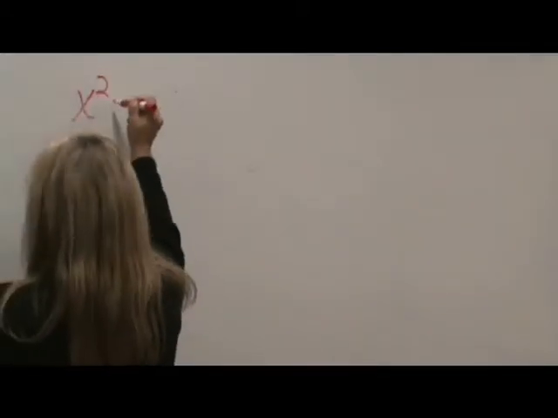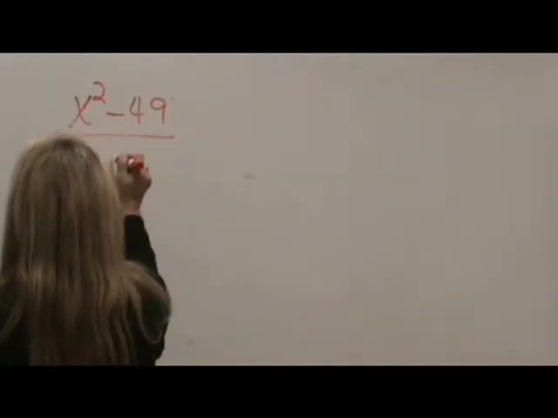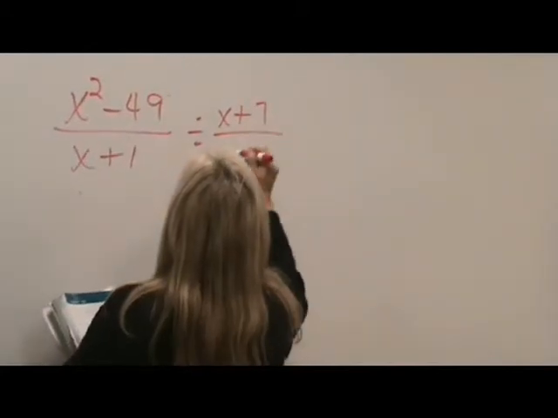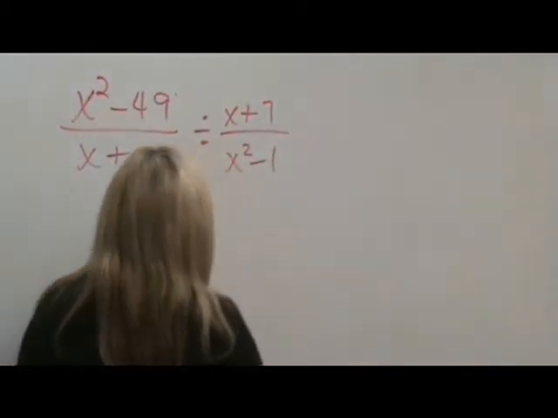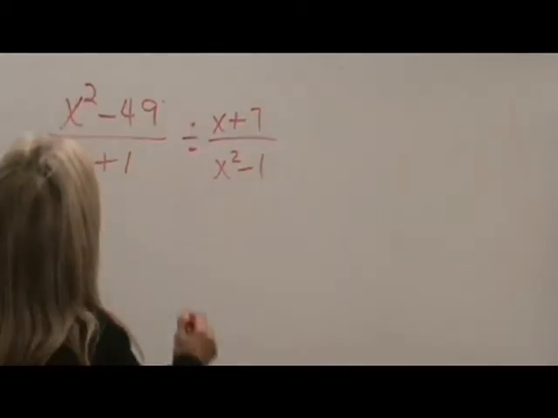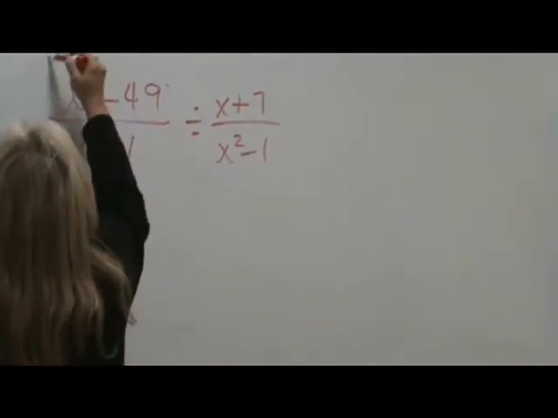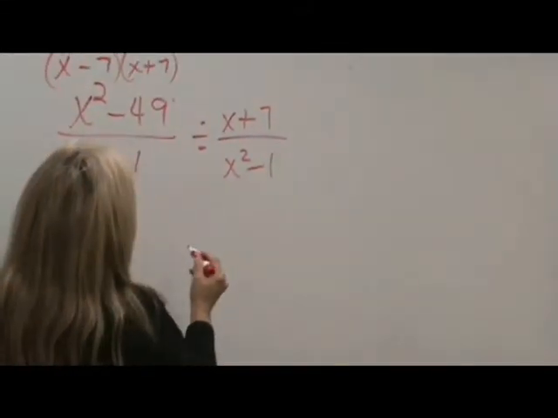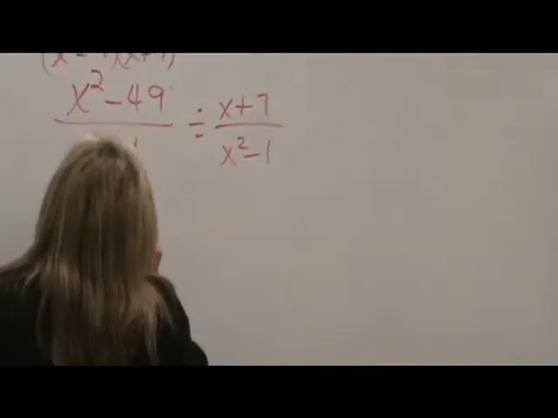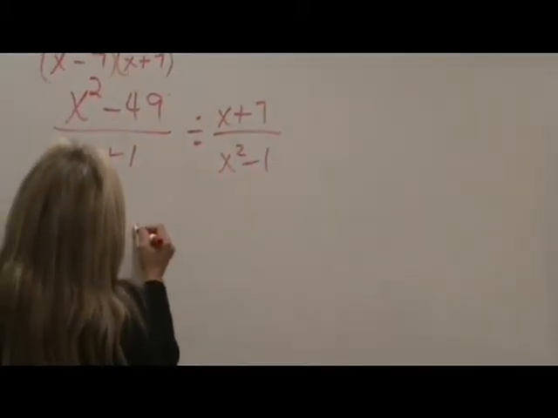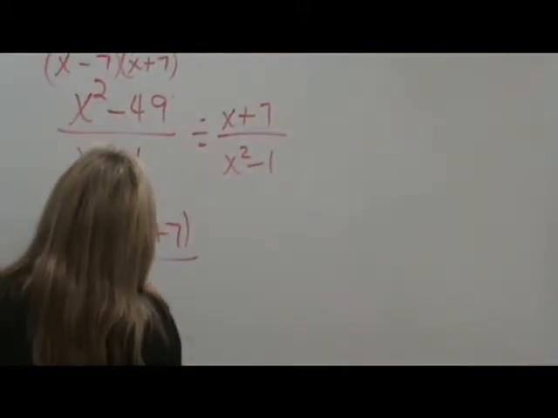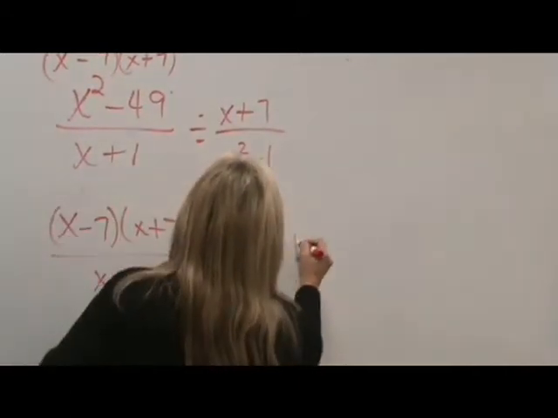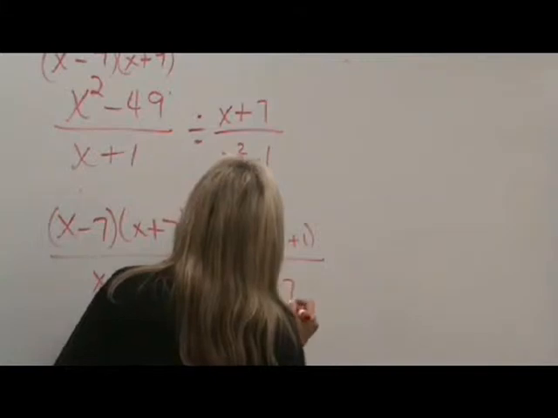We've got x squared minus 49 over x plus 1, divided by x plus 7 over x squared minus 1. So we go ahead and factor the x squareds. I would have x minus 7, x plus 7. Then here I'm going to have to flip that, so I'm going to have x minus 1, x plus 1 over x plus 1 over x plus 7.